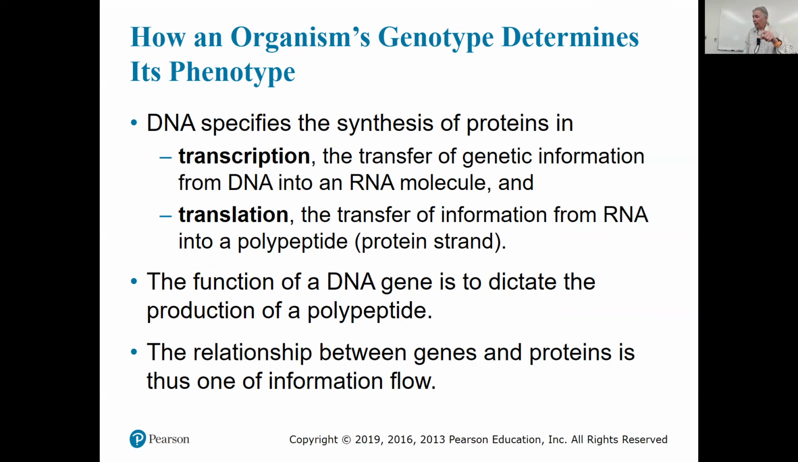So this information is translated at the ribosome to make the protein that's coded for by the gene that's in the book in the library. Okay, the function of a DNA gene is to dictate the production of a polypeptide. The relationship between genes and proteins is thus one of information flow. How does information flow? It flows from genes in the nucleus out to ribosomes, out to an actual protein that you made. So remember, a gene is a recipe for a protein. That's in a different language.